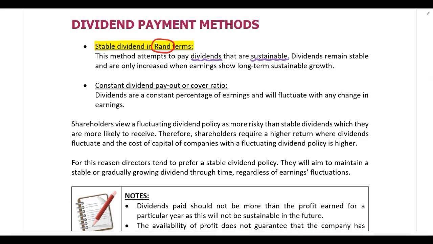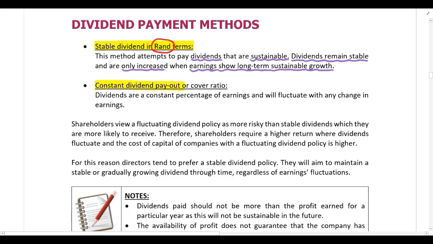They want sustainable dividends. So dividends will remain stable at 100,000 rand, and they will only increase those dividends when earnings show long-term sustainable growth. So if earnings show long-term sustainable growth and they know there's no risk of the dividend ever being cut, they will then increase the dividend above 100,000 rand. But it's important to note when we talk about a stable dividend, we are talking about a stable dividend in rand terms.